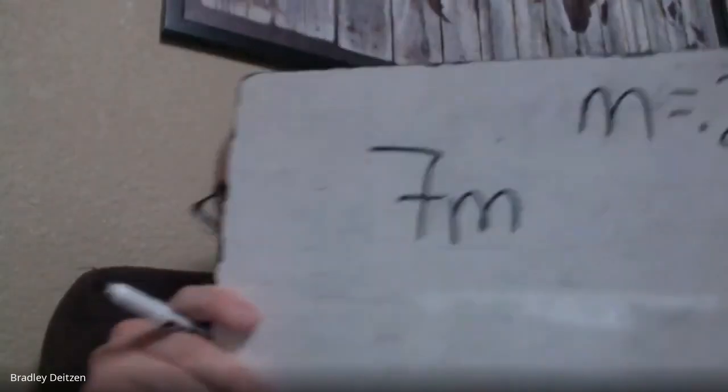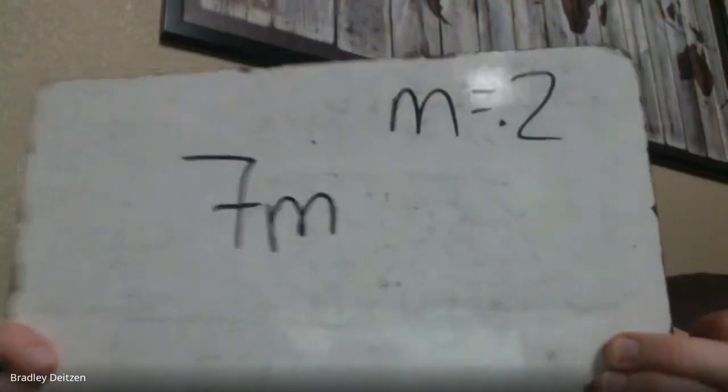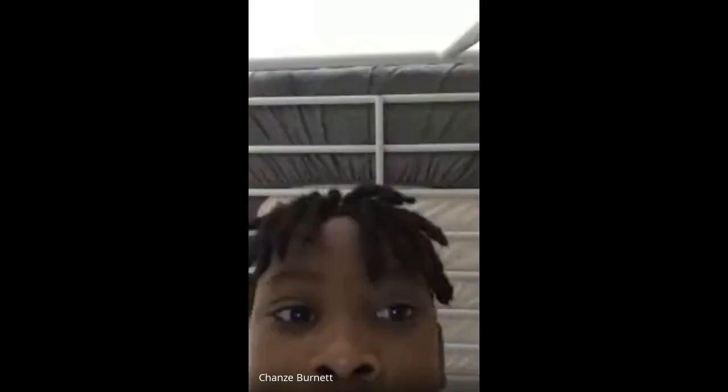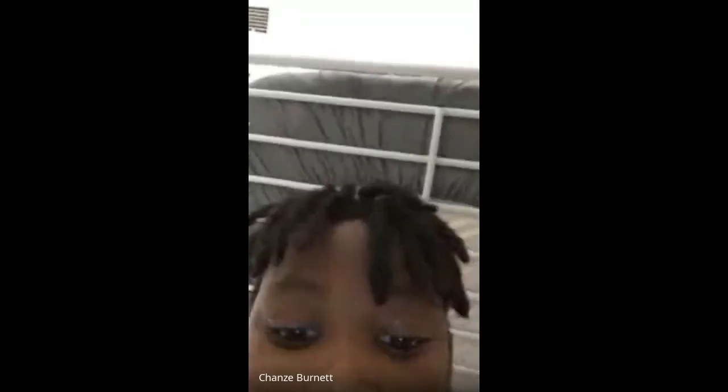For example, I'm going to write this on the board. This will probably be our next section. If I have a problem that says 7m, and then it says, what would your answer be if m equals 2? What that's telling us is 7 times whatever m is. So 7 times 2, which equals 14. There's your answer. So when you see a variable next to a number, that just shows multiplying. Okay? All right, let's get back.